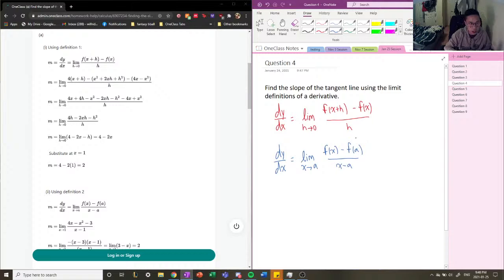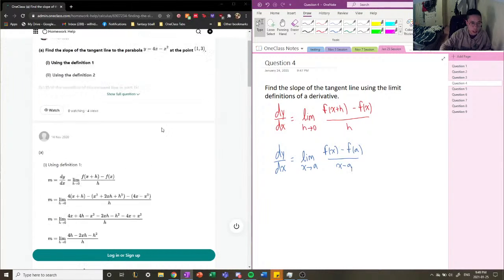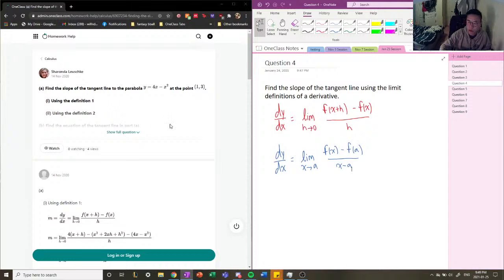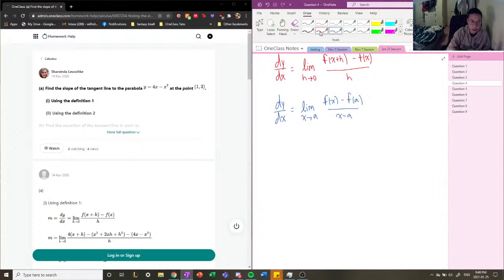Now, the other thing that we need to note here is that these will give us the derivative, right? But to find the slope of the tangent line at point (1, 3), we have to sub x equals 1 into our derivative. So once we find the derivative using either definition, we have to sub in x equals 1 to find the slope of the line at that certain point. So the derivative gives us the slope of the line at every point of the function. All right, so let's first use the first definition.